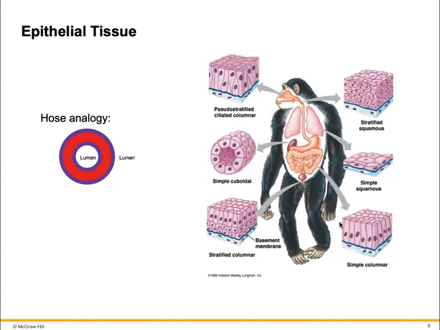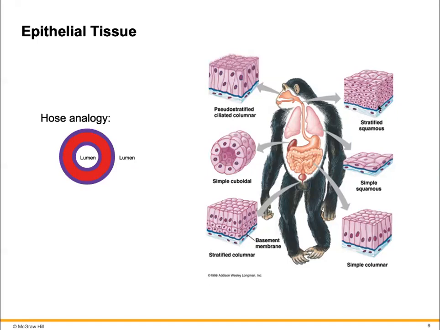Now, the simple columnar cells, you'll actually see better images in your textbook that show that they've got microvilli that help increase the surface area. So they definitely have more of an absorptive function. Now, when you have more than one layer of cells, we call it stratified. Stratified cells typically are more protective in nature. They will allow for some absorption and some secretion, but the primary role of those is going to be protective.